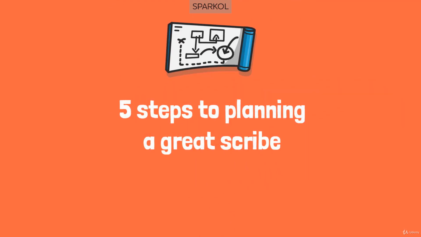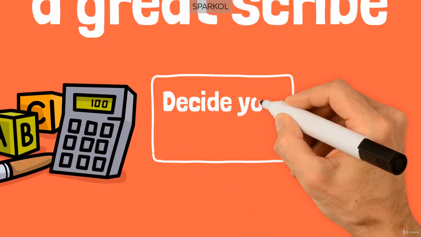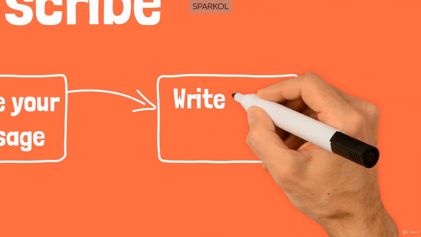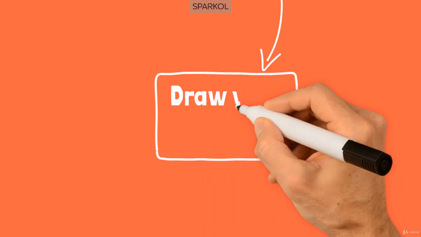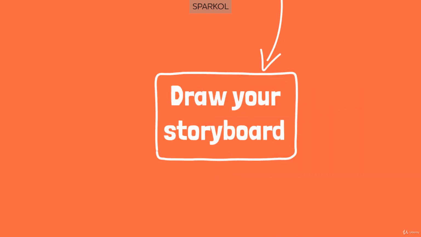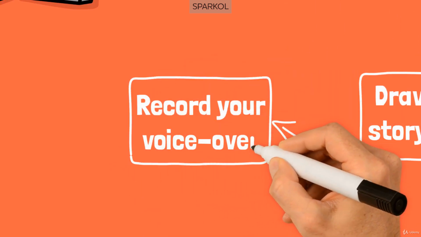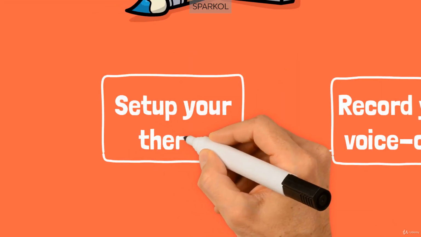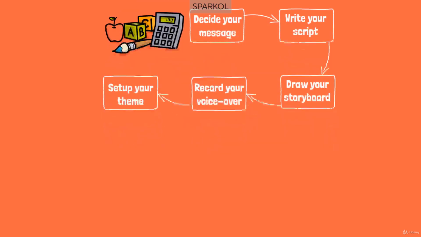There are 5 basic steps you should follow when planning out a new project. First of all, you need to decide what message or story you want to tell. Then you need to write out the script. Next, you should create a storyboard. We recommend that you record your voiceover next. And finally, it's time to go into VideoScribe to set up your project theme. These are the 5 steps we recommend you follow to help you plan a great scribe.